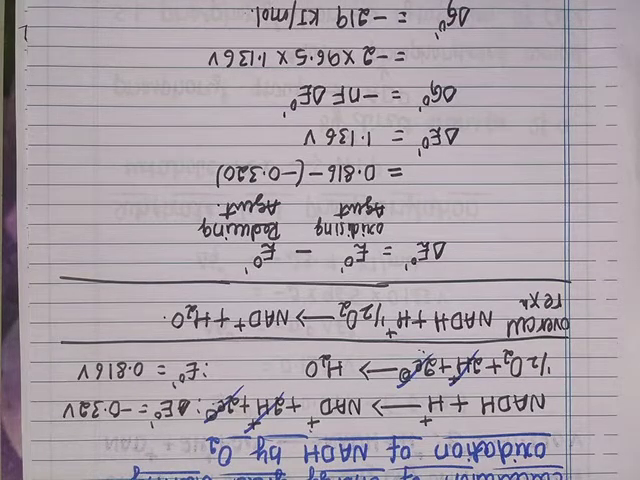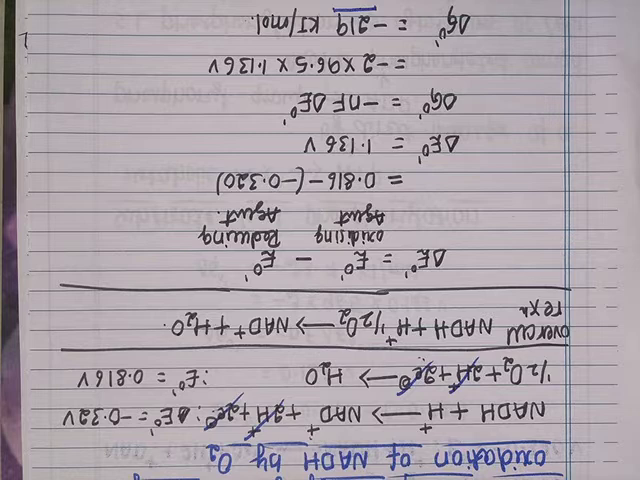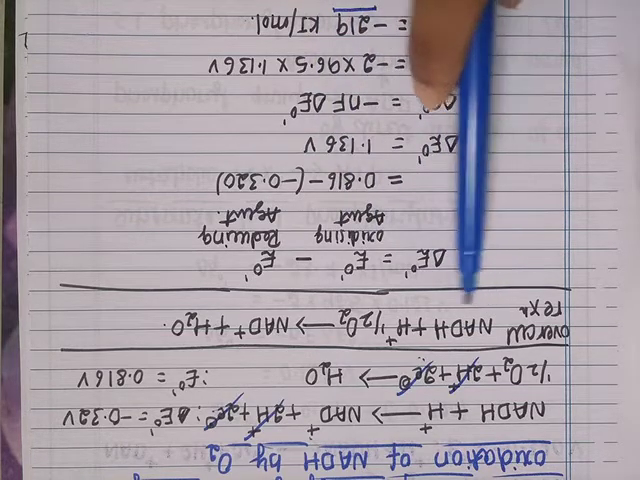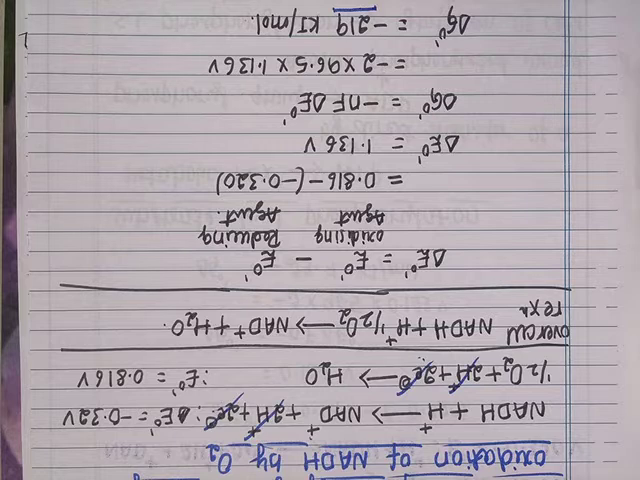Therefore the standard free energy change for the oxidation of NADH by O2 is minus 219 kilojoules per mole. This is the amount of the standard free energy change during the oxidation of NADH by O2. Since it is minus 219, it is a thermodynamically favorable, spontaneous process. This is an exergonic reaction, so that is thermodynamically favorable.